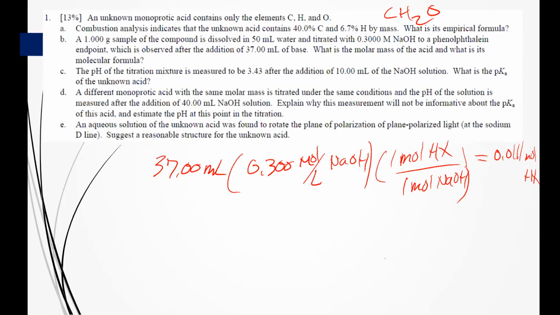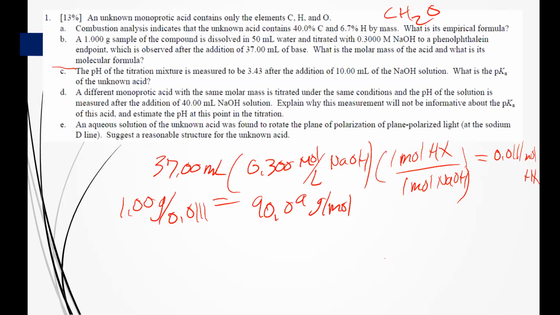All right, so if we want to find the molar mass, we take the 1.00 grams and divide it by our number of moles, and we get 90.09 grams per mole. So that's our first part. That's up to B, and none of that required any ice tables or anything along those lines. Those are just pure titration ones.